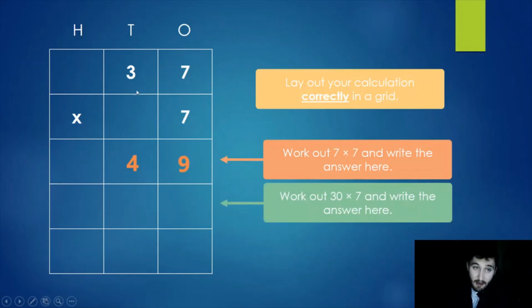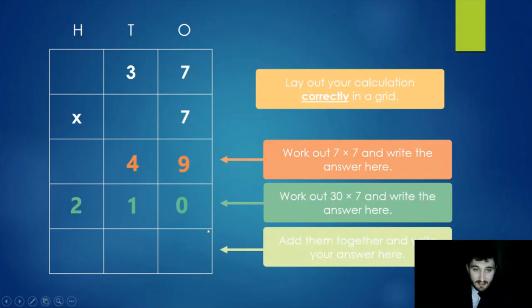Next, I work out in the tens, so 30 times 7. I know that 3 times 7 is 21. 21 times 10, 210. And final step, I add these together. So 9 adds 0 is 9. 4 tens add 1 ten is 5. And finally, 0 hundreds add 200 is 200.